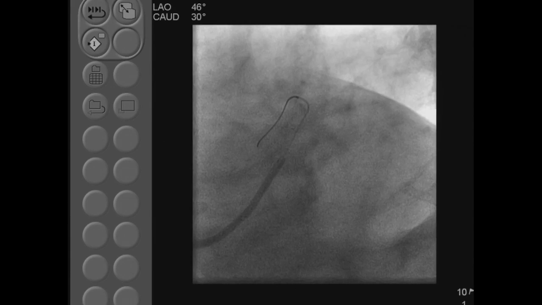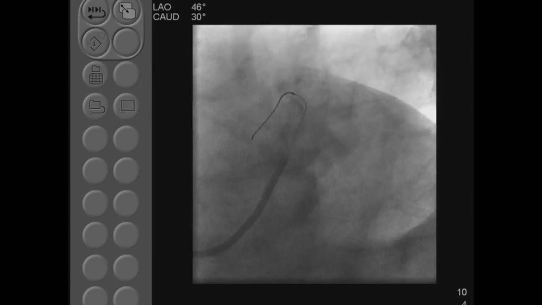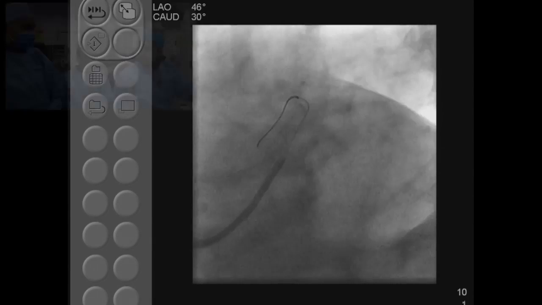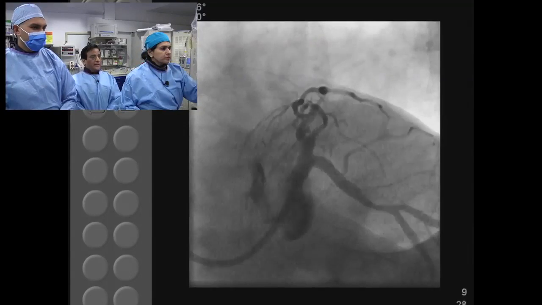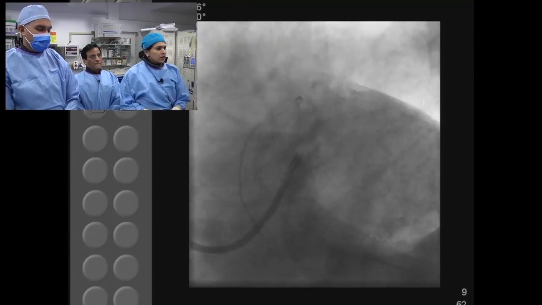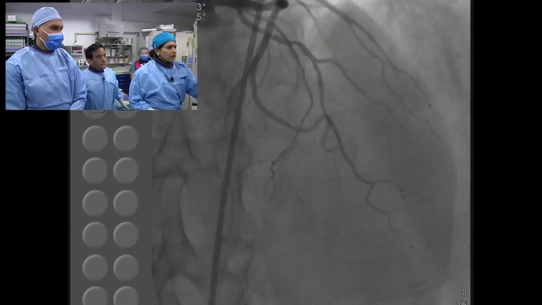So, in the meantime, I see somebody else has joined you. Is that one of the fellows? Yes, we have Chris and Sadiq Panwar. These are our international fellows. Wonderful. I think we went through all the various views.